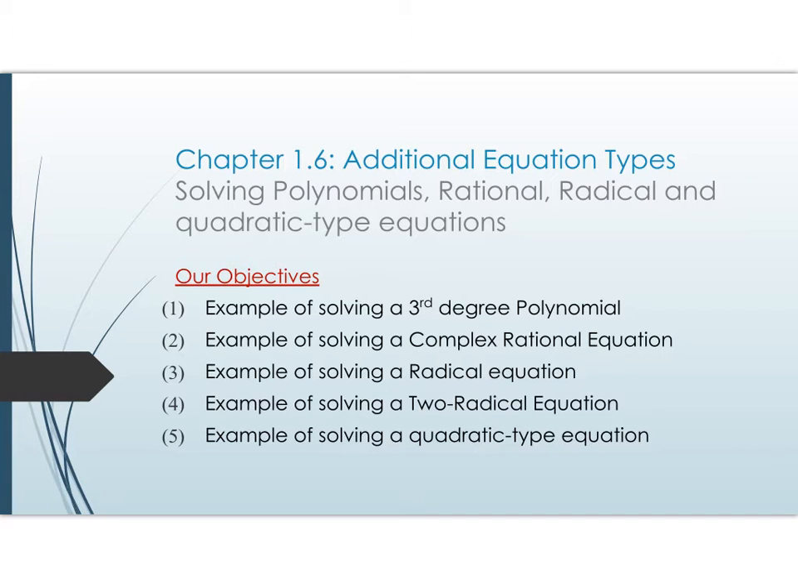In this chapter, 1.6 in our book, you will want to review pages 158 through 165. We're going to look at additional types of equations that we're going to try to solve: polynomials, rational equations, radical and quadratic type equations. So our objective is to look at an example solving a third-degree polynomial.